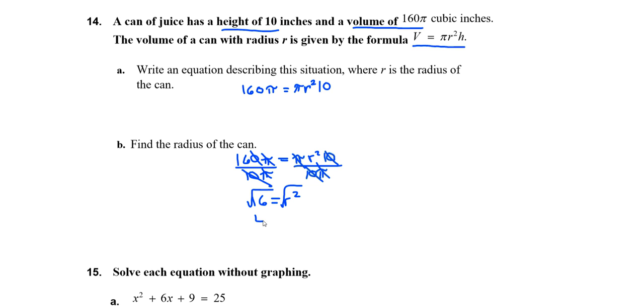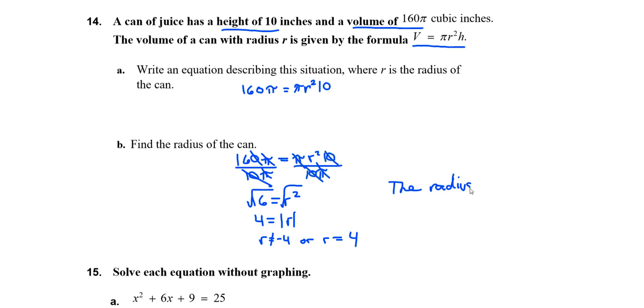However, we're talking about the radius of a can. You can't have a negative radius. You can't have negative 4 inches as a radius of a can. So that is an extraneous solution. It does not make sense in the context of the problem. So the only solution here is 4, and we're dealing with inches, so that's 4 inches. So the radius of the can is 4 inches.